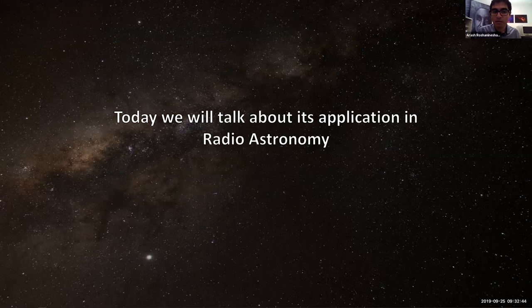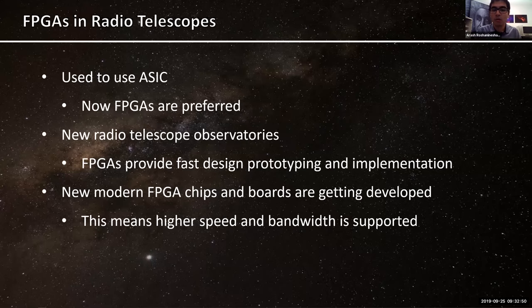But now, because of all these benefits of FPGAs that we talked about, FPGAs are getting more popular and more preferred. And there are new radio telescope observatories being built or just opened. FPGAs provide fast design prototyping and implementation, so many of these observatories are using FPGAs for their designs. And new FPGAs are being developed. They provide higher speed and bandwidth, so they are getting fast. This is another reason that in radio astronomy, we are using FPGAs more and more.